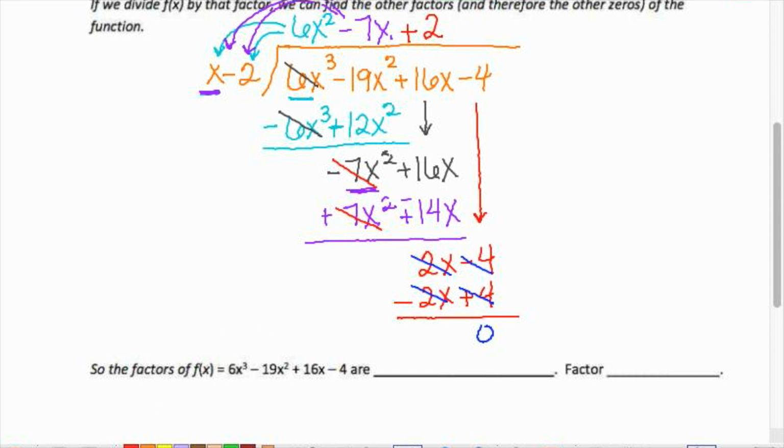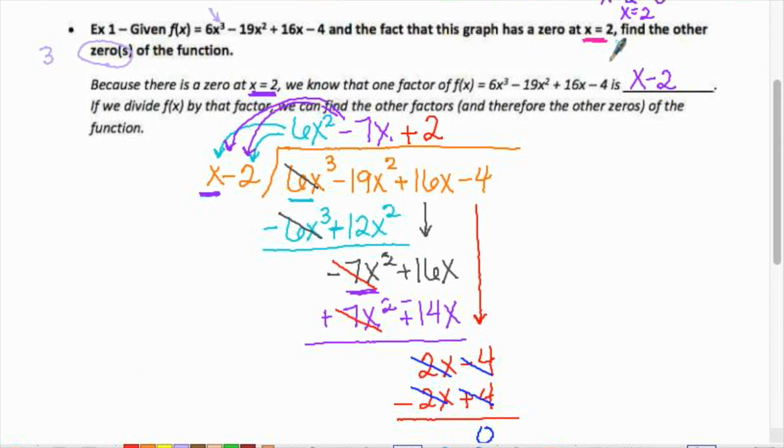Now, while that doesn't seem like a very crazy concept, it's very important to notice the remainder of 0, because we were dividing by a factor, and that factor should go into the polynomial evenly. Let's think about this. If I give you the number, I don't know, 32. I know one of the factors of 32 is 4. 4 goes into 32 evenly. It goes in 8 times. So I don't have a remainder. I divided by a factor of 32.